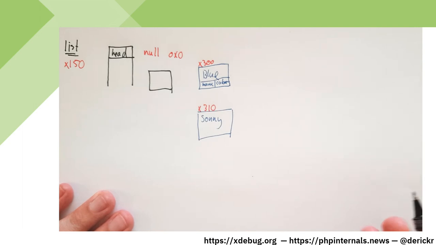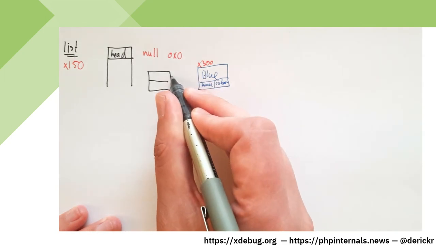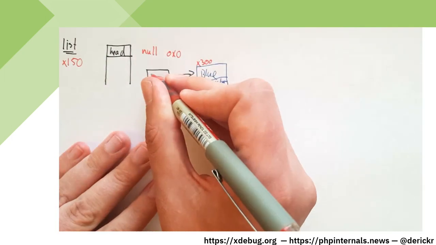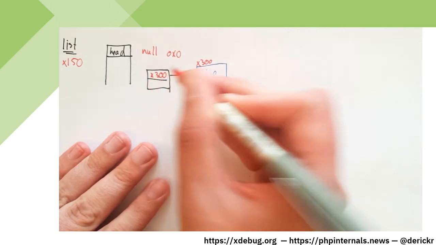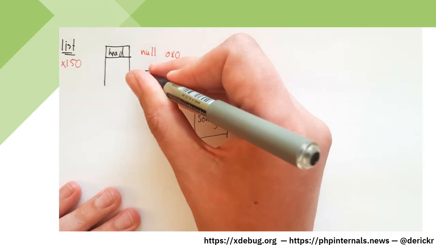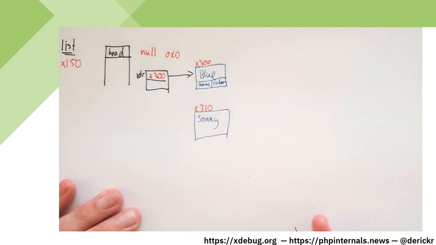This list element contains two things. It contains a pointer to the data, in this case, of course, that is 300. And that is called the pointer. It can also be called data. In this case, we call it pointer.